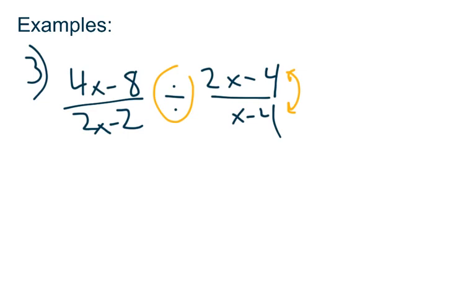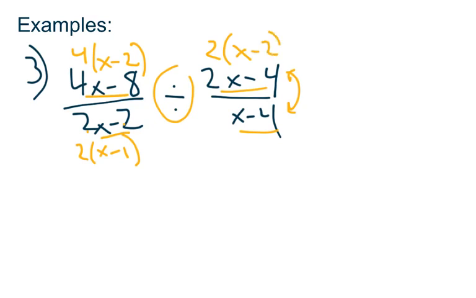And so what I will do though is maybe I'll do some factoring right now, because everything's kind of in a neat little spot, so I'll do that. All right, I can take a 4 out of here to get x minus 2. Awesome. I can take a 2 out of here to get x minus 1. I can take another 2 out of here to get x minus 2, and then that stays as x minus 4. So now, let's rewrite everything.